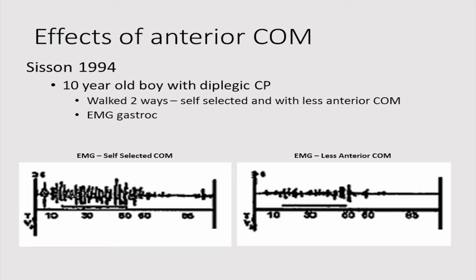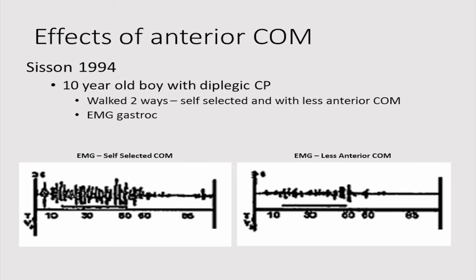So they had done some gait training with him to get his center of mass more posterior. Again, you can see his EMG at self-selected was on for longer than it should, throughout the entire stance phase, but then also the little blip in late swing. And then when he walked with a less anterior center of mass, it was on at more appropriate times.